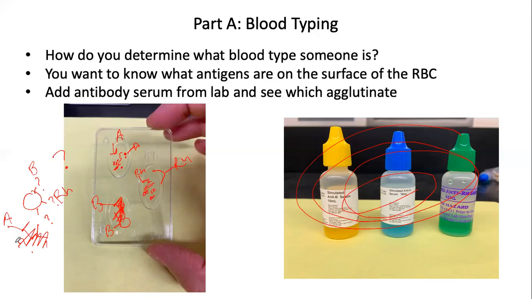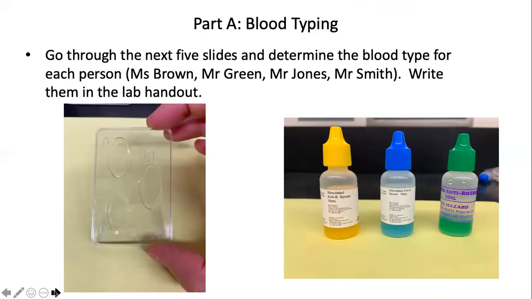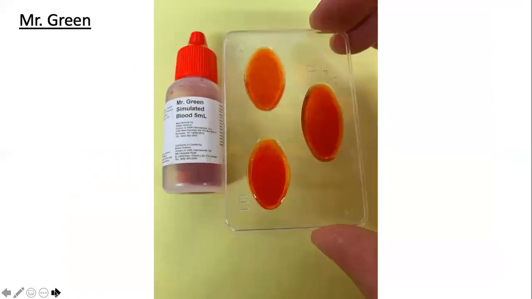Okay, so you're going to go through this lab and watch the video. You're going to figure out what blood types we have. So write them in your lab handout. So here's Miss Brown, Mr. Green. See this stringiness? This means agglutination for the fake blood. It doesn't look like real agglutination.